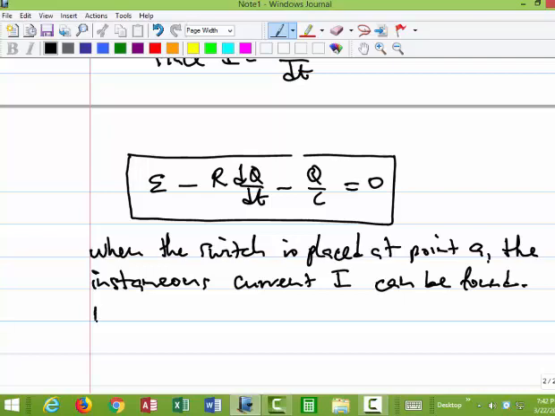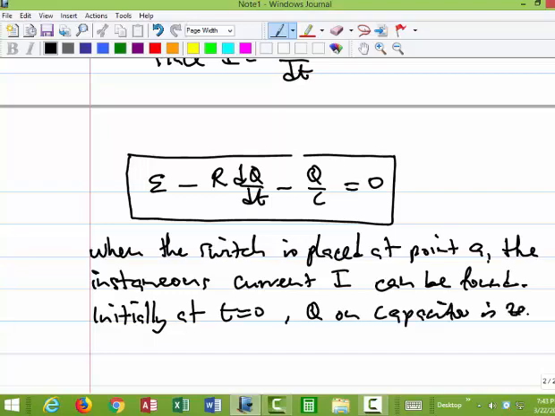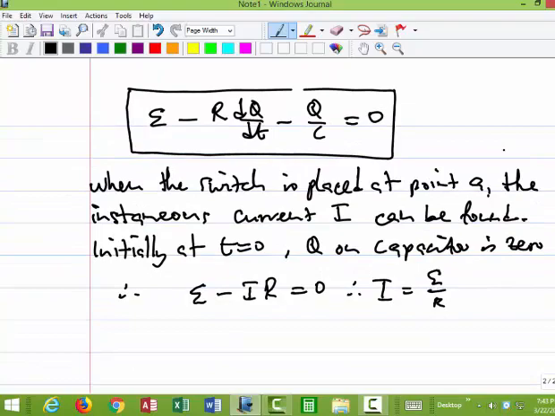Okay, so we say that initially at t equals 0, Q on the capacitor is 0 because the capacitor is not charged. Therefore, we say E minus IR is equal to 0. Therefore, the current in the circuit is just equal to E over R. Okay, that's the instantaneous current in the circuit. It's just E over R.